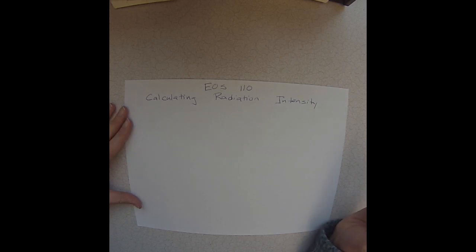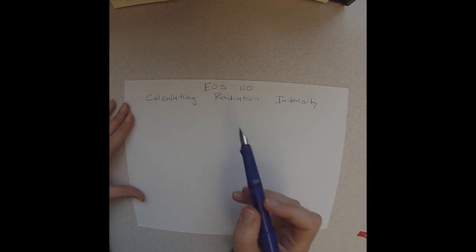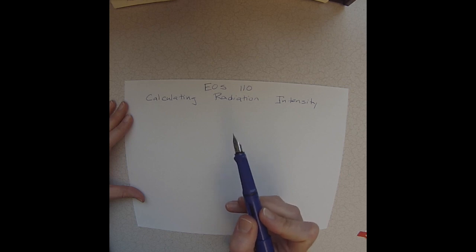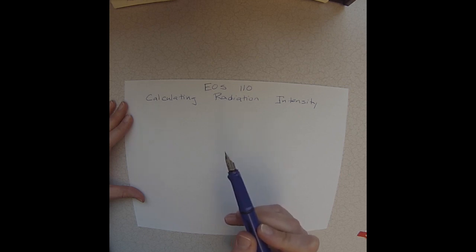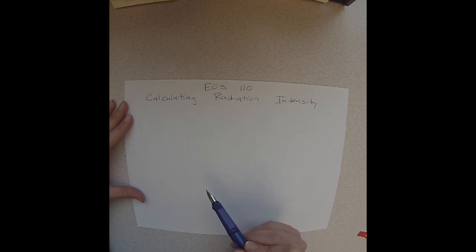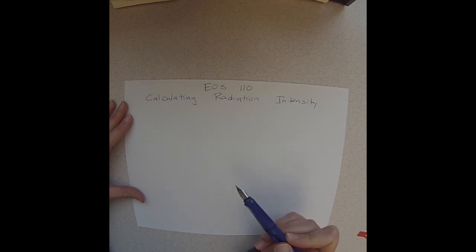Hello, EOS110. This is a video about calculating radiation intensity. When the sun is coming down and not perpendicular to the ground, its rays spread over a larger area, and we want to calculate the reduction in energy due to that spreading over the larger area.